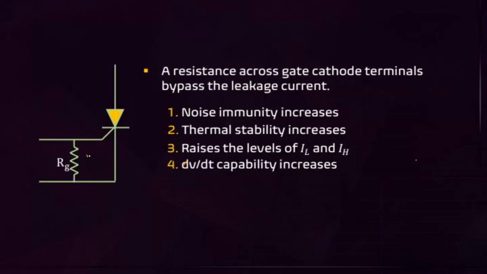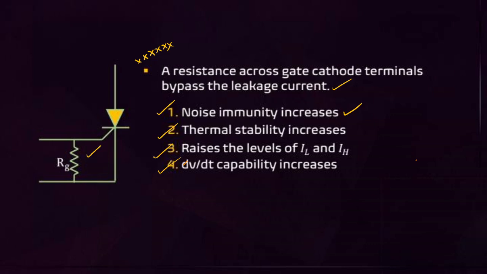What is the purpose of using a resistance across the gate and cathode terminals? A resistance across the gate and cathode terminals bypasses the leakage current. If it bypasses the leakage current, very important, 5-star observation: noise immunity increases, thermal stability increases, it raises the latching and holding current levels, and dV/dt capability increases. If all the above is given as an option, then all the above is the right answer. Even if all the above is not an option, the preference is that noise immunity is increased. At that point you have to concentrate.